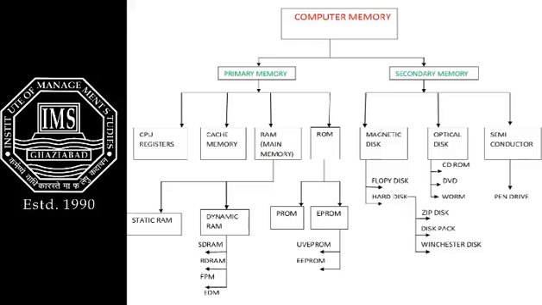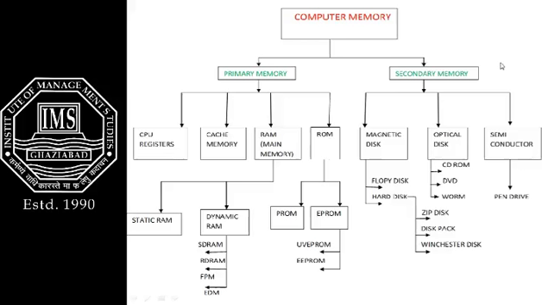This means we can use this type of ROM multiple times by erasing the data which has already been stored in it. The erasing of the data can be of two types: by using ultraviolet rays, in which case the memory is called ultraviolet erasable programmable read-only memory, and EEPROM, that is electrically erasable programmable read-only memory. So this is the primary section of computer memory. On the other hand, we have secondary memory.